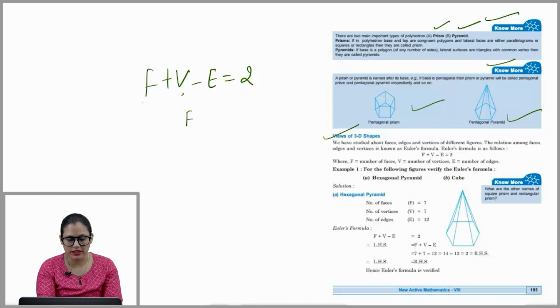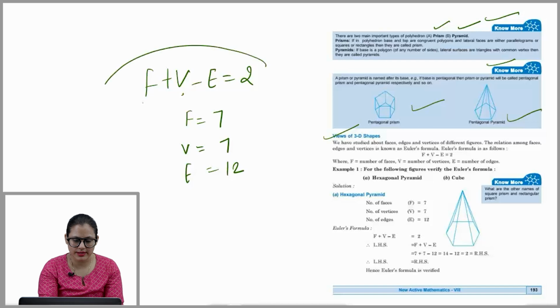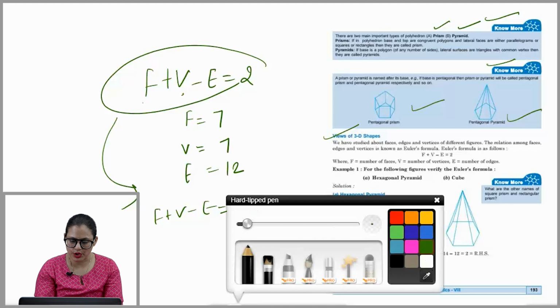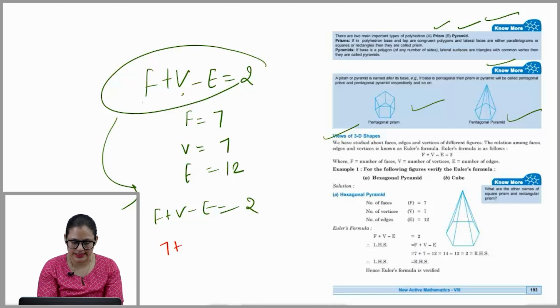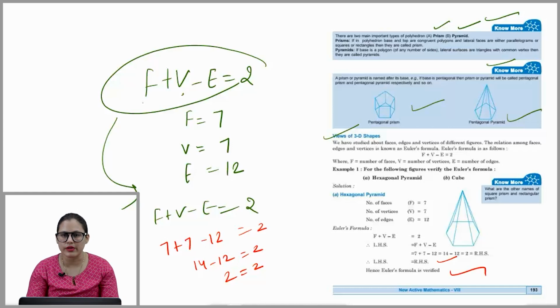Okay, so in a hexagonal pyramid the number of faces is 7, number of vertices 7 and number of edges 12. Okay, let's verify this. What is Euler's formula? F plus V minus E is equal to 2. Now let's put all the values. 7 plus 7 minus 12 is equal to 2. 7 plus 7 is 14, 14 minus 12 is 2, is equal to 2. LHS is equal to RHS. That means this formula is verified. Which formula? Euler's formula. Okay.